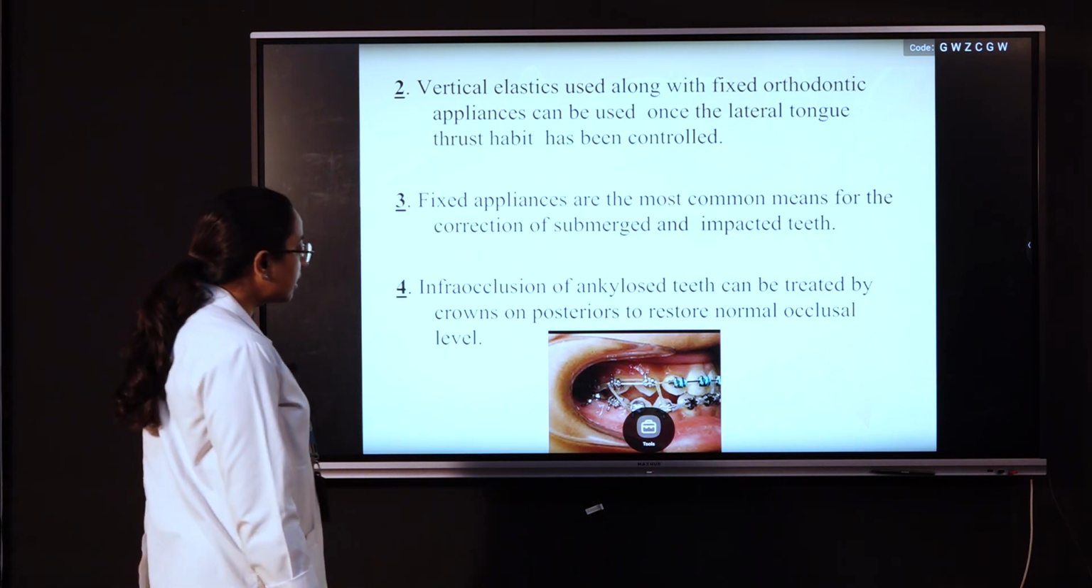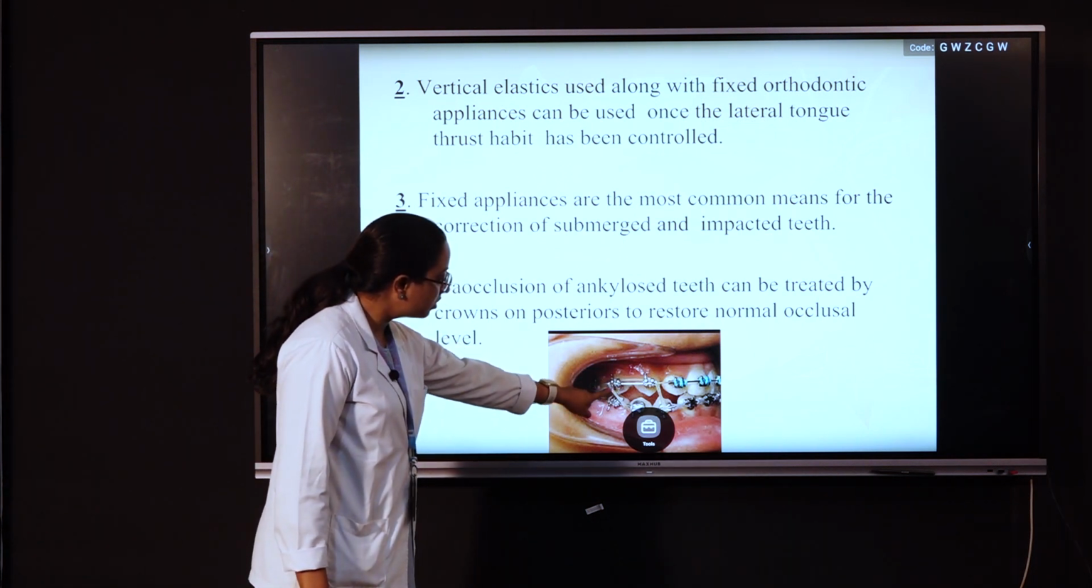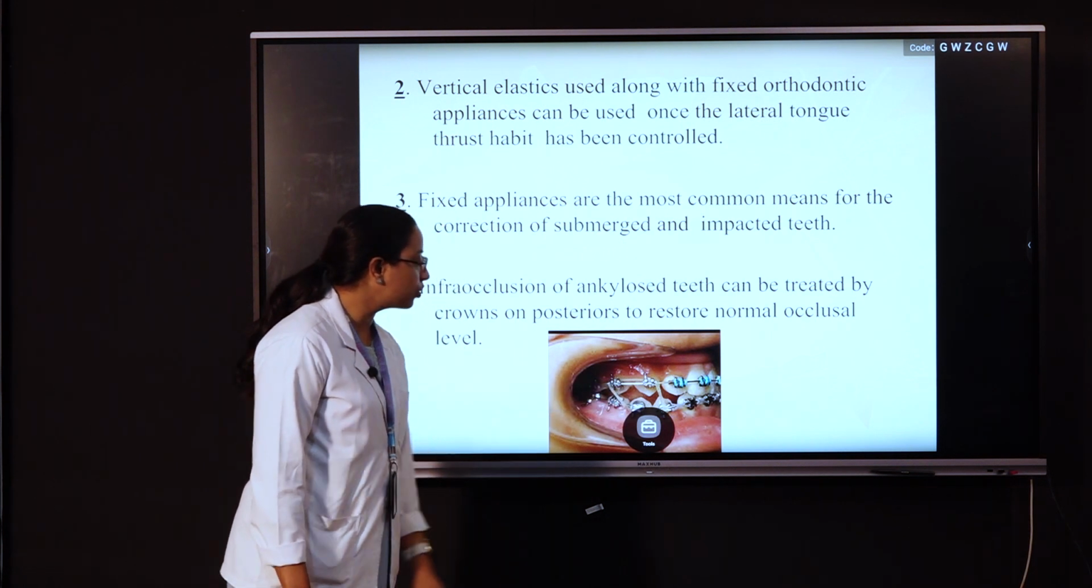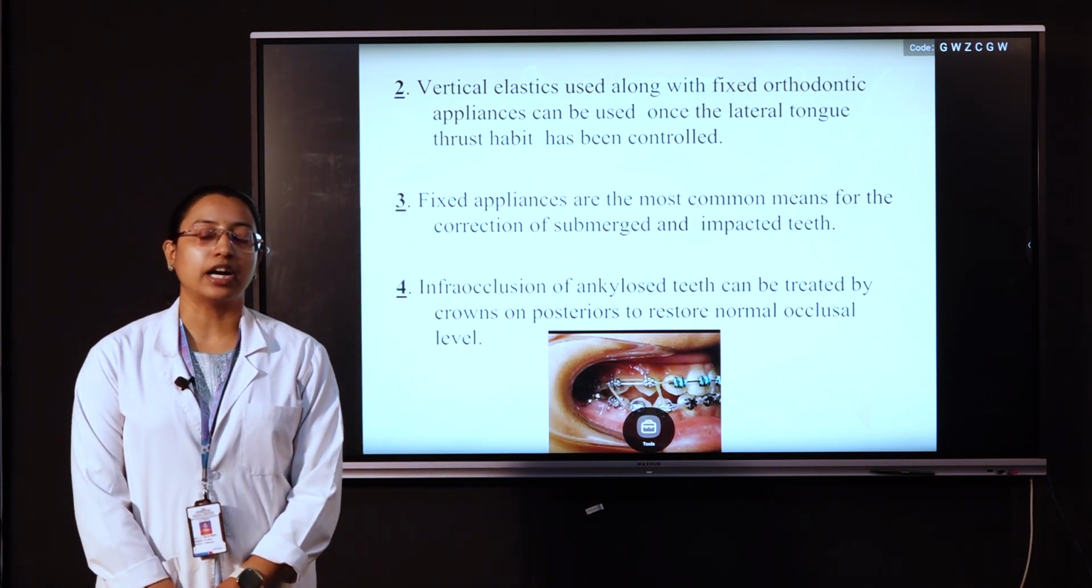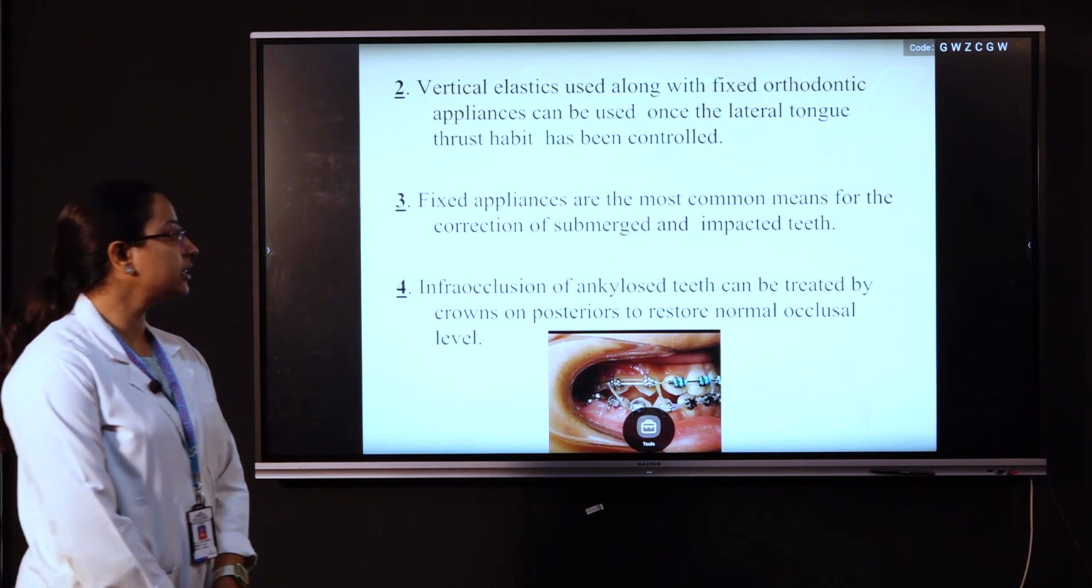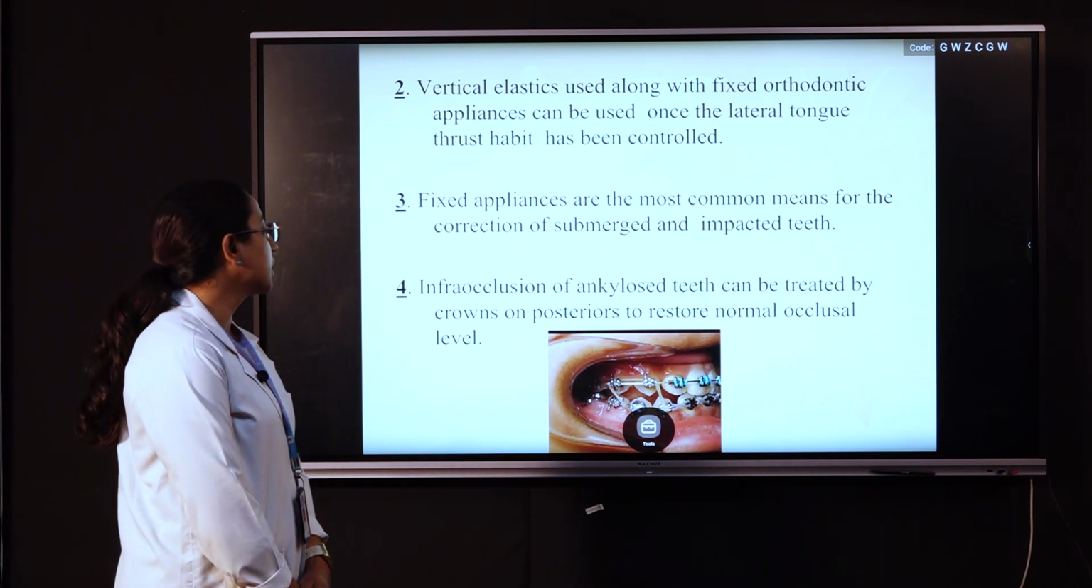Second, in case the posterior open bite is large enough, we can again give elastics along with fixed appliances. So this is how the elastics look. This is a fixed appliance with elastics passing over the premolars, which again pull the teeth together, resulting in the closure of the open bite.